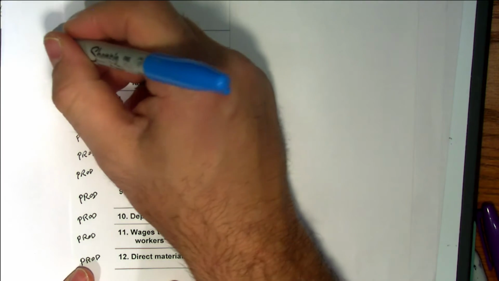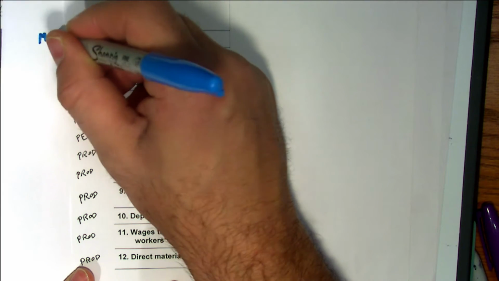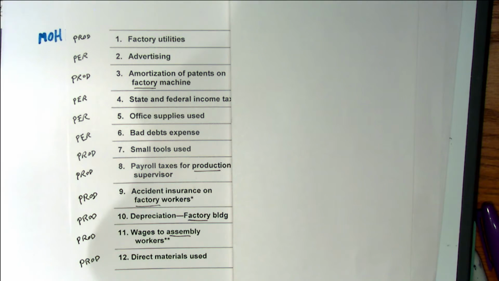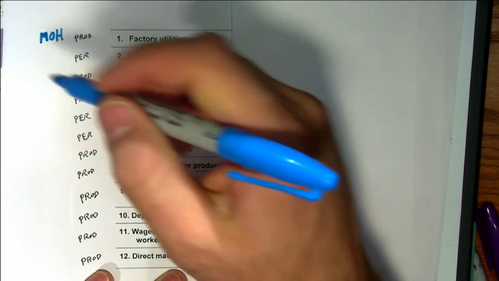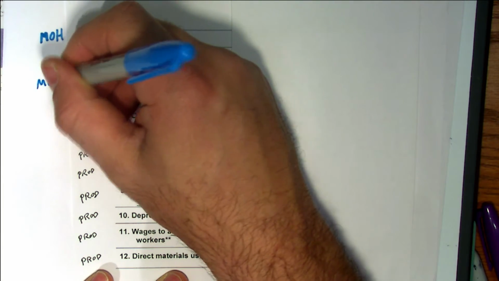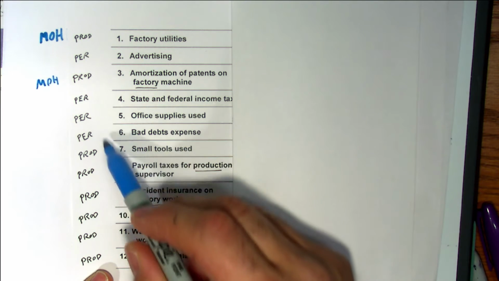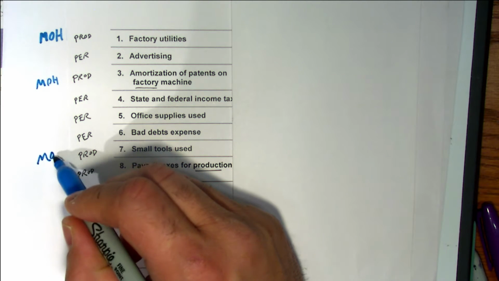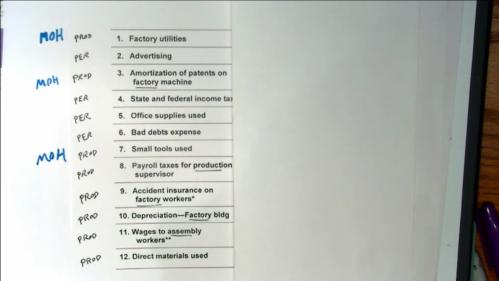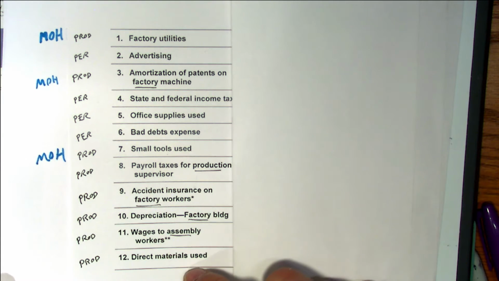Factory utilities, what is that? Manufacturing overhead. Okay, it's obviously not direct materials, it's obviously not direct labor. Amortization of patents on the factory machine. Manufacturing overhead again. Small tools used. That is overhead. And I've had people say before, isn't that direct materials? I think their line of thinking is, well, these are materials that you use. Yeah, but they're not materials that become an integral part of the product, right? So this is manufacturing overhead, okay?